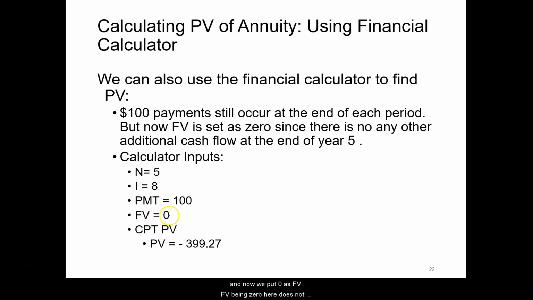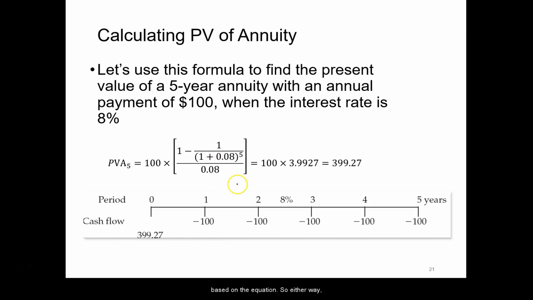The FV being 0 here does not mean that the future value of this annuity is 0. If you remember from the last video, the future value of this same annuity is not 0 at all. It's about 586. But here we put it as 0 just to tell the calculator that in addition to all these 5 payments, there's nothing else. There's no additional payment at the end of the 5th year. So then we compute present value. Present value should be the same, $399, as what you got here based on the equation.